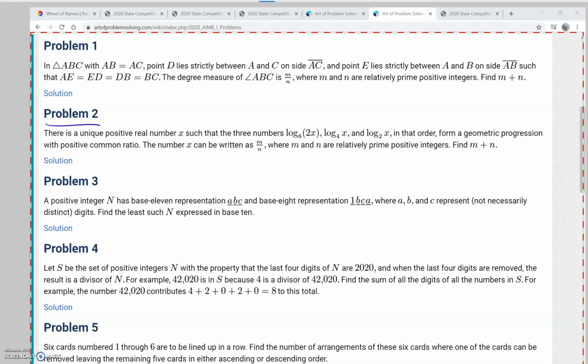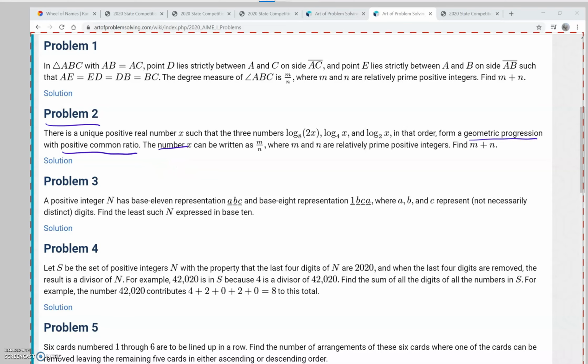Problem 2. There is a unique positive real number x such that the three numbers log base 8 of 2x, log base 4 of x, and log base 2 of x, in that order, form a geometric progression with positive common ratio, and we want to find the number x. Alright, so in a geometric progression, I'll just give you a quick example. We have like 1, 4, 16. That's a geometric progression. Another geometric progression is 9, 6, 4. Alright, and both of these have positive common ratios, but these are just examples.